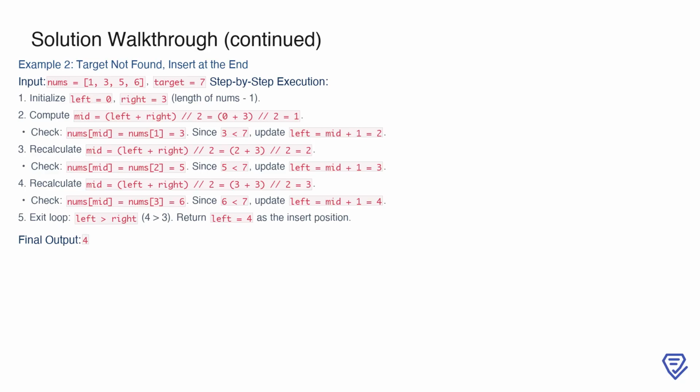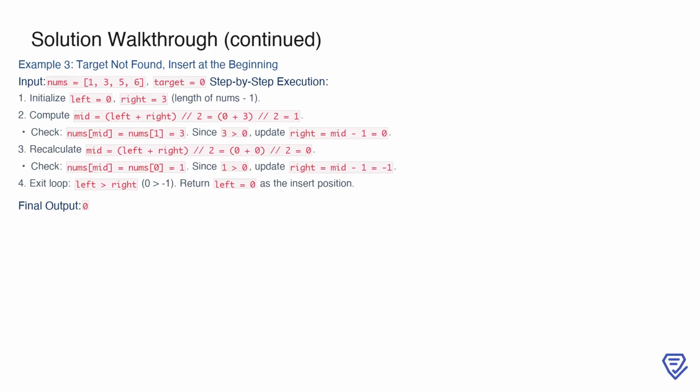Recalculating the midpoint one more time, we get (3 + 3) // 2 = 3, so mid is 3. The value at nums[3] is 6, which is still less than 7, so we move left to mid + 1, making it 4. At this point, left is greater than right, which ends the loop. The left pointer now points to position 4, indicating that the target should be inserted at the end of the array. Thus, the output is 4.